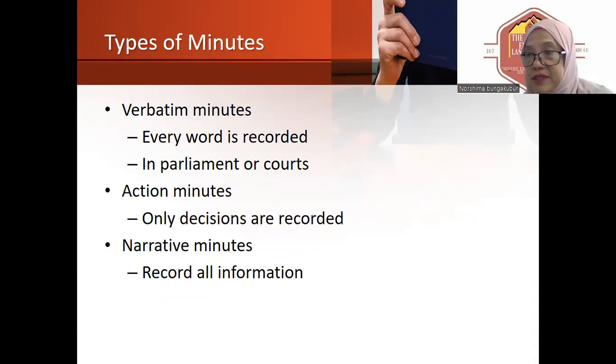There are 3 types of minutes of meeting. One is verbatim minutes. Verbatim means every word is recorded. Okay, it is used in parliament or courts. Normally, they will tape the meeting and they will listen to the recording and do the minutes of meeting because they have to include every and each word. Okay, action minutes, right? Only decisions are recorded. Okay, so mesyuarat telah membuat keputusan apa and apa. So the minutes will record only the decisions. That is called the action minutes. Another one is the narrative minutes. Okay, narrative minutes record all information, right?